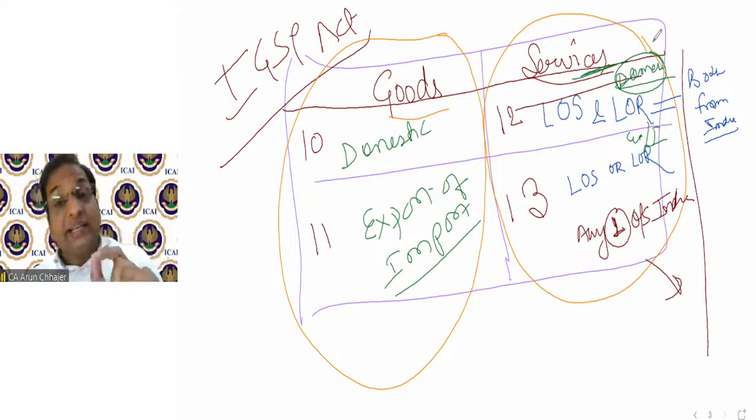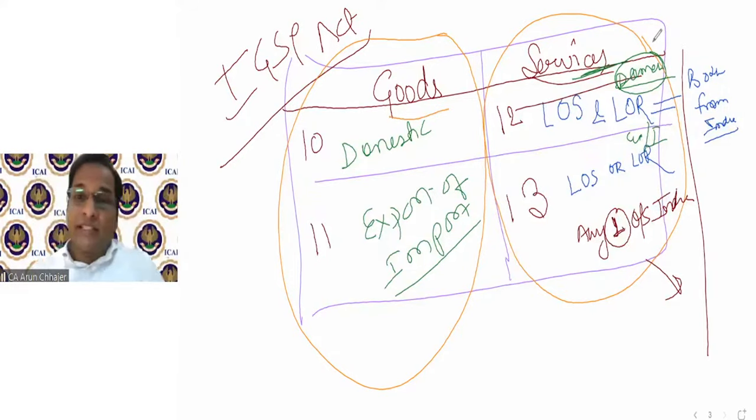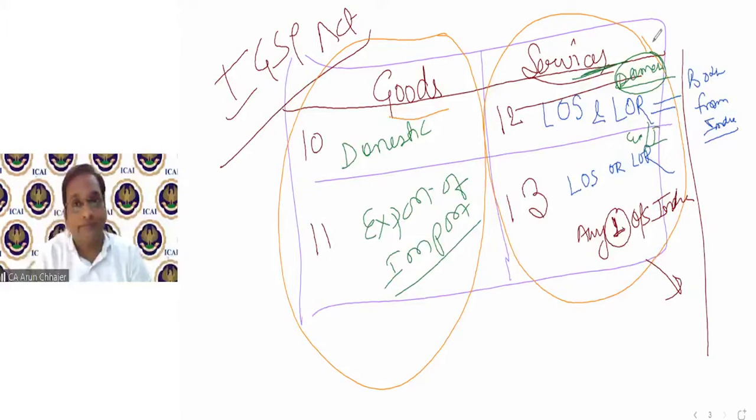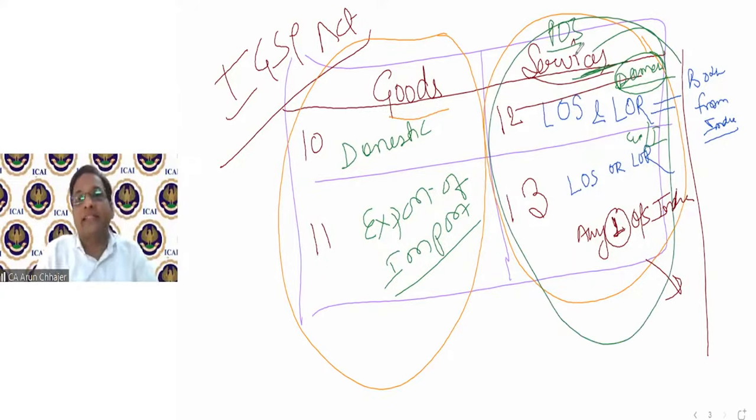Because you cannot decide whether it is a domestic transaction or export-import without the help of place of supply. You cannot decide that a transaction is export or import without the place of the supply. As a result, we first decide the place of the supply, and after the place of the supply, we can say that the transaction is export or import.